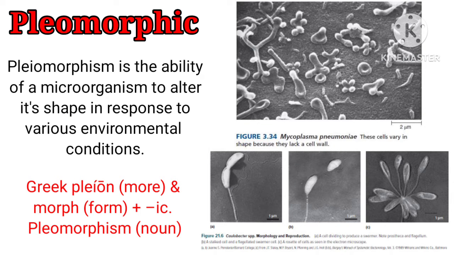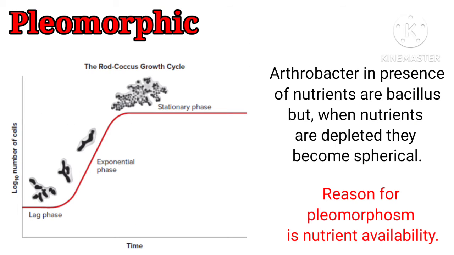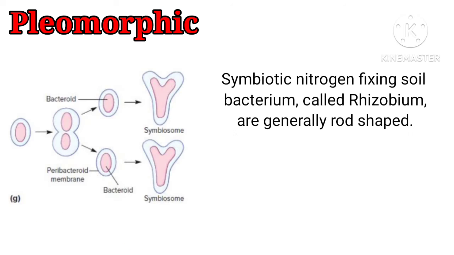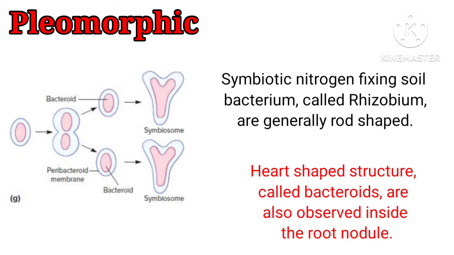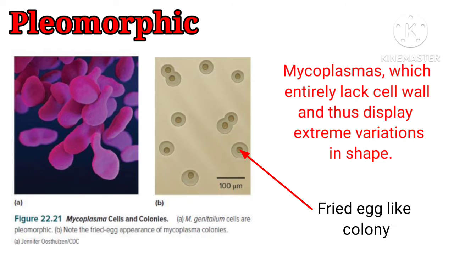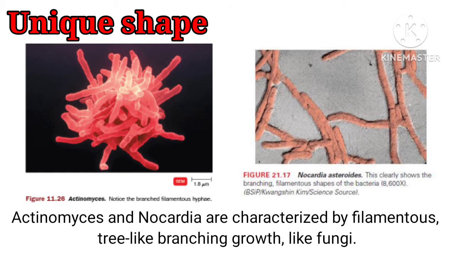Some bacteria are pleomorphic. They do not fall within the above mentioned groups. For example, Arthrobacter, in the presence of nutrients, are bacillus. But when nutrients are depleted, they become spherical. Another nitrogen-fixing soil bacterium called Rhizobium is generally rod-shaped when grown on laboratory medium. But this type of structure, called bacteroids, is also observed inside the root nodule. Pleomorphism reaches an extreme level in mycoplasma, which entirely lack a cell wall and thus display extreme variations in shape. Actinomycetes and Nocardia are characterized by filamentous tree-like branching growth, and because of that, initially they were confused with fungi.